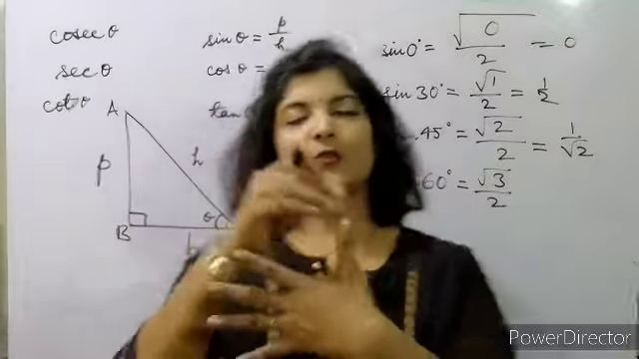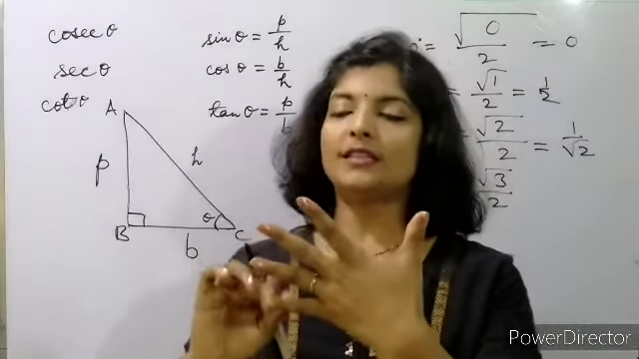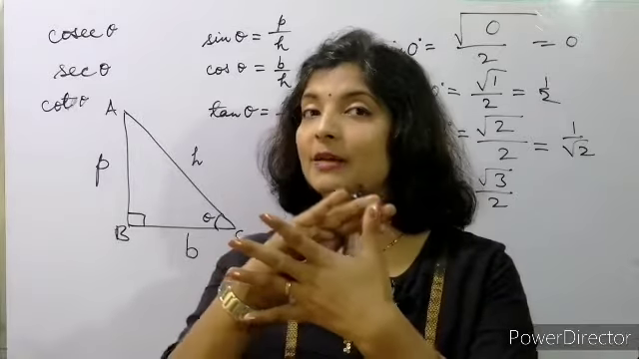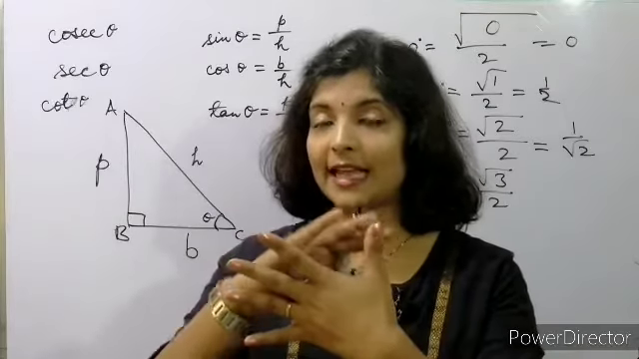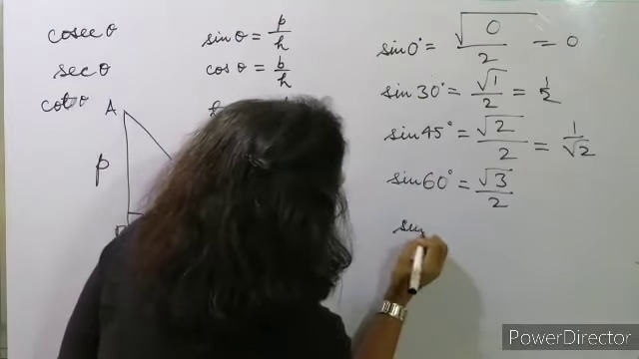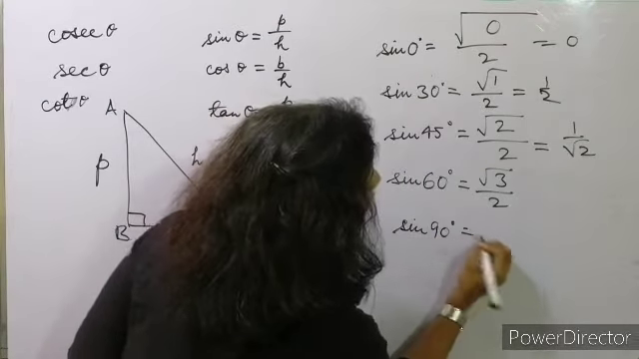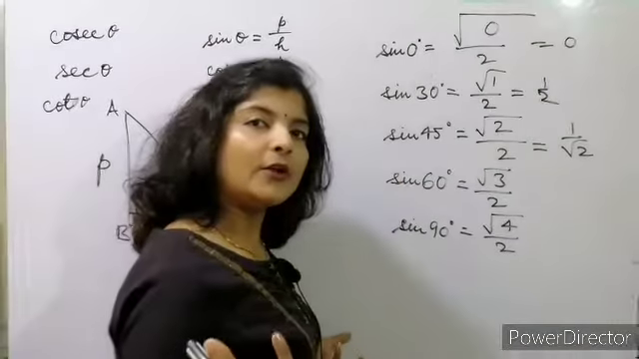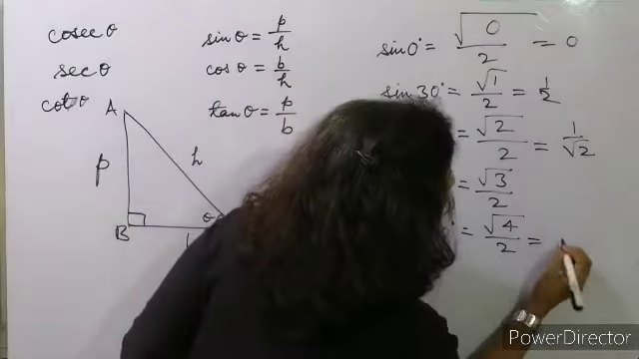Okay. Now for this one, sine 90 degrees. 0, 30, 45, 60, 90. So 90 degrees. How many fingers are below this? 4 fingers are there. Okay. So sine 90 degrees, 4 fingers, root under 4 divided by 2. So root under 4 ka value kya hota hai, 2. So 2 divided by 2 will be 1.